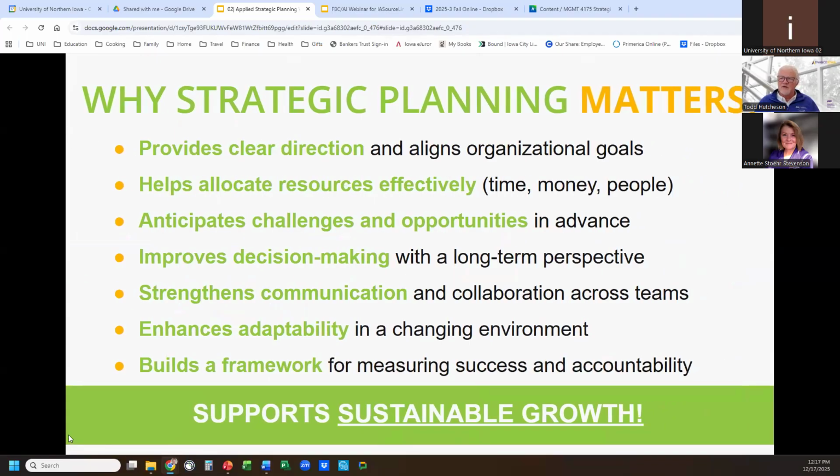Strategic planning matters. It supports sustainable growth, provides clear direction, helps allocate resources effectively, helps you anticipate risks, challenges, and opportunities that are out there, improves your decision making, strengthens communications across your organization and outside of your organization with other stakeholders, and enhances adaptability. That adaptability is built through being able to adjust your plan intentionally as time goes on throughout your planning period.